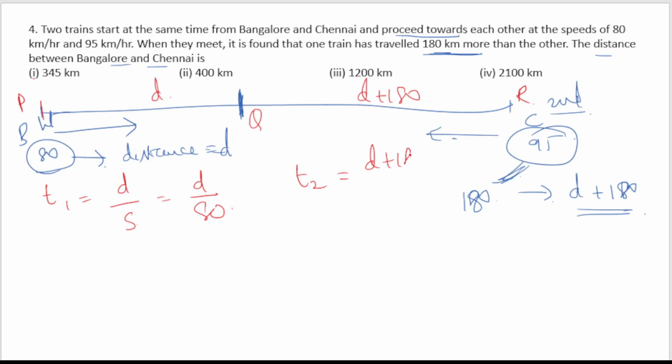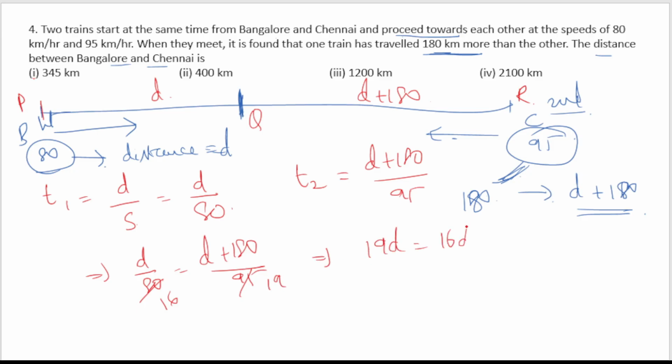It is distance d plus 180 divided by speed, it is 95. We will equate these two. d by 80 is equal to d plus 180 divided by 95. Okay, 5 into 16, 5 into 19. We get here 19d is equal to 16d plus 16 into 180. See here, d is equal to 16 into 180 divided by 19 minus 16, it is 3.